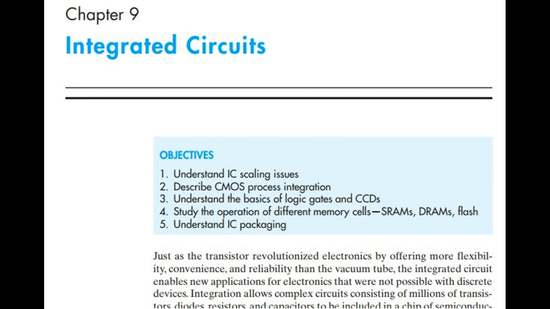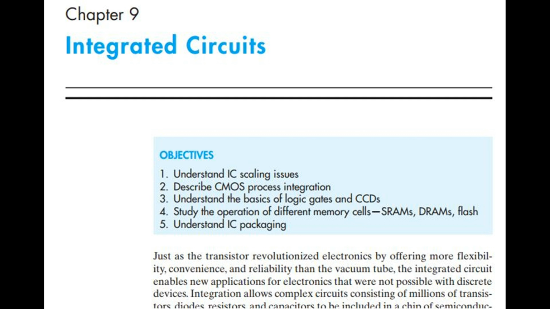Chapter 9. Integrated Circuits. Objectives. 1. Understand integrated circuit scaling issues. 2. Describe complementary metal oxide semiconductor process integration. 3. Understand the basics of logic gates and charge-coupled devices. 4. Study the operation of different memory cells: static random access memories, dynamic random access memories, flash. 5. Understand integrated circuit packaging.